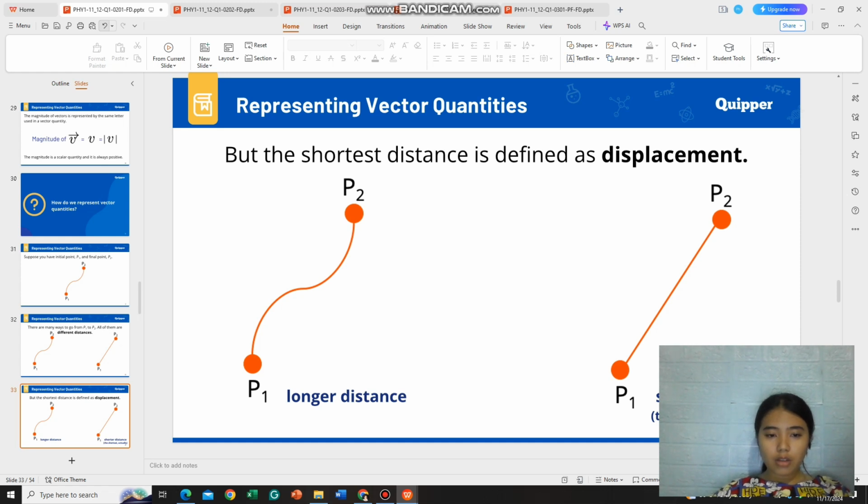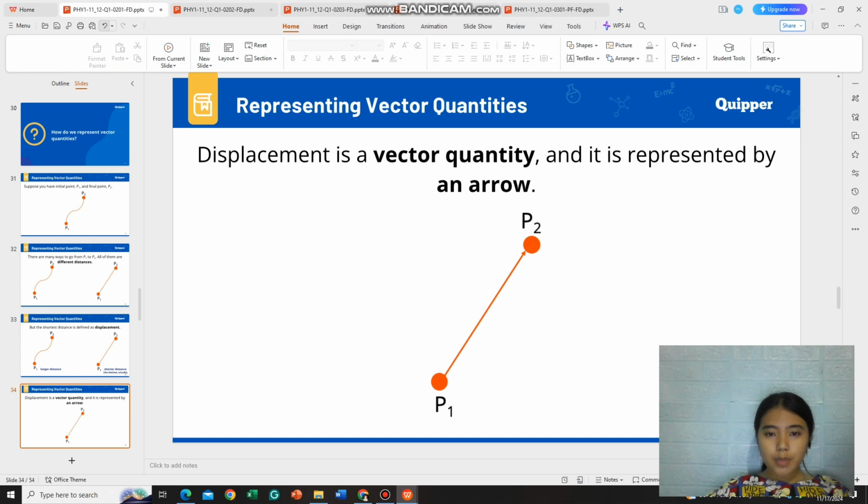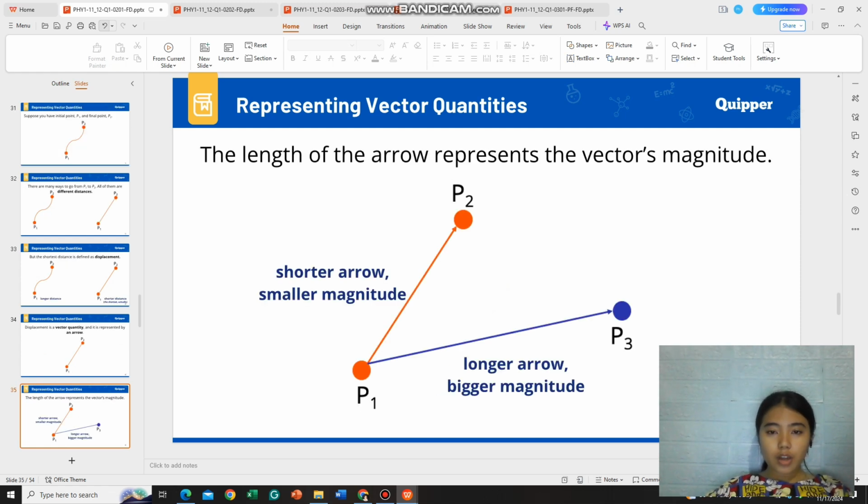But the shortest distance is defined as the displacement, the straight line, the straight pathway, while the first figure from P1 to P2 that is curved is a longer distance. The straight one from P1 to P2 is what we call the displacement or shortest distance. Displacement is a vector quantity and is represented by an arrow. The small arrow is shown pointing at P2. The length of an arrow represents the vector's magnitude. So, a short arrow means smaller magnitude, while a longer arrow means bigger magnitude.